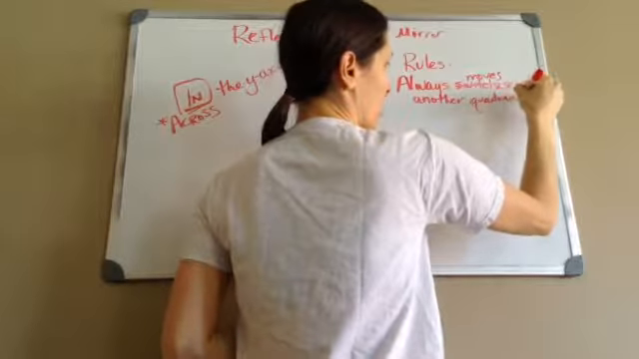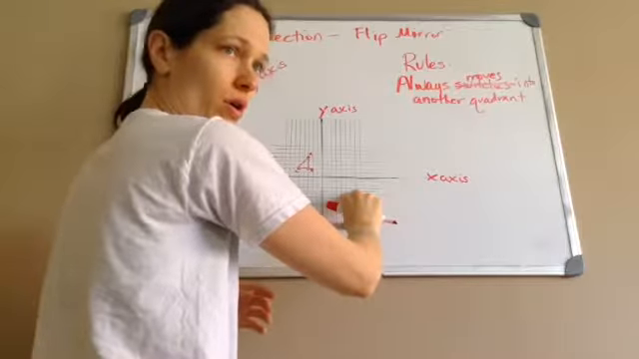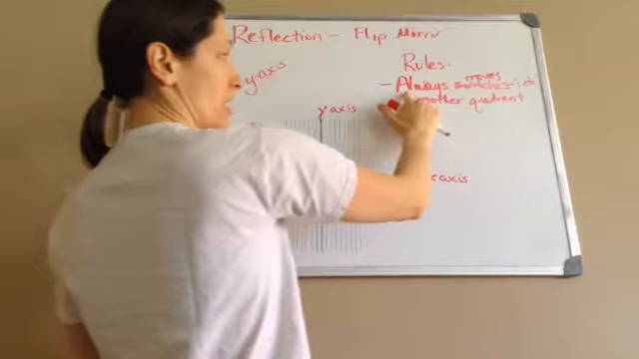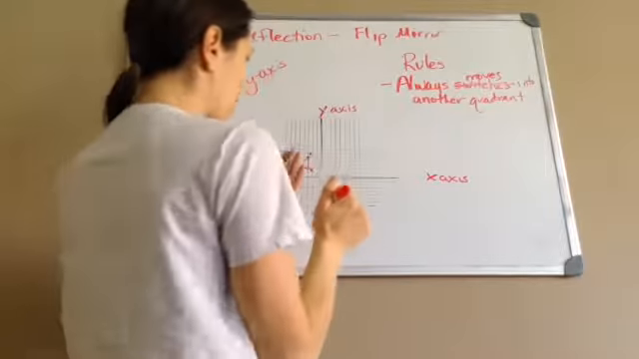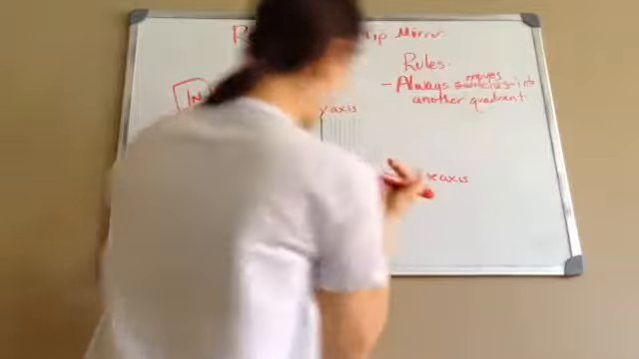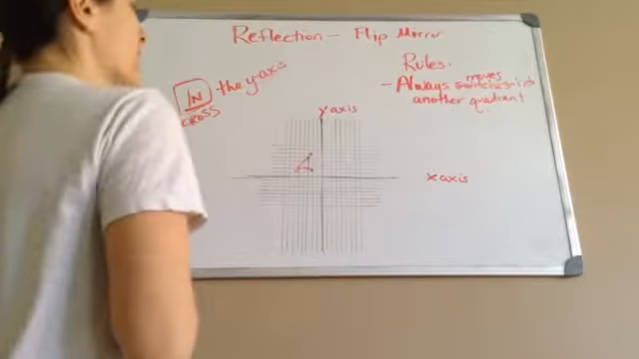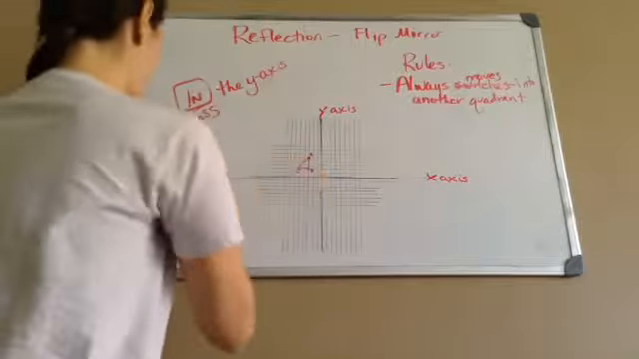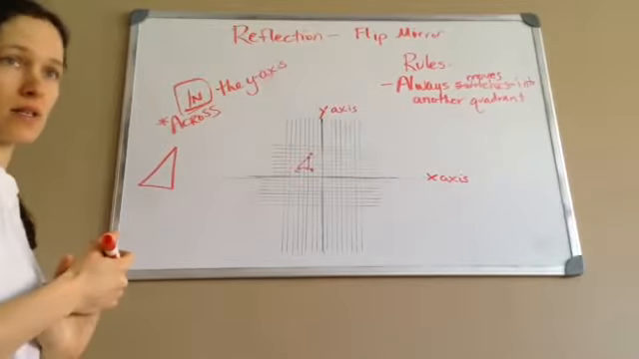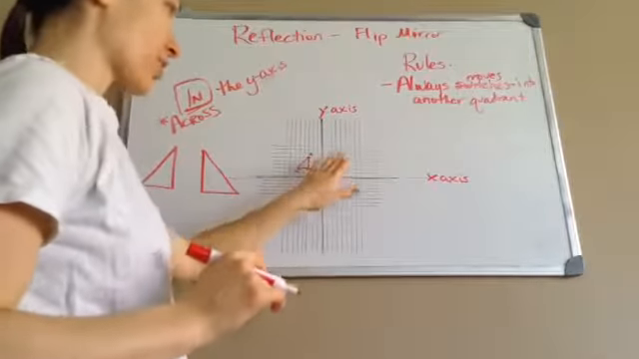Quadrant, quad meaning four: quadrant one, two, three, four. So one of the rules for doing reflections is that it's always going to move into another quadrant, meaning I'm not going to flip it and have it stay in this quadrant. It's always going to move into the next quadrant, whether you're going across the y-axis or across the x-axis. If I'm doing a reflection of this, what's it going to look like when I cross it over the y-axis? It's going to look like this, right? So if I take this object, we're going to put it over here.